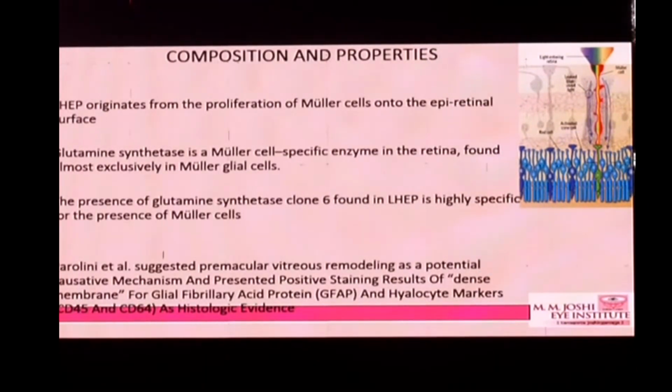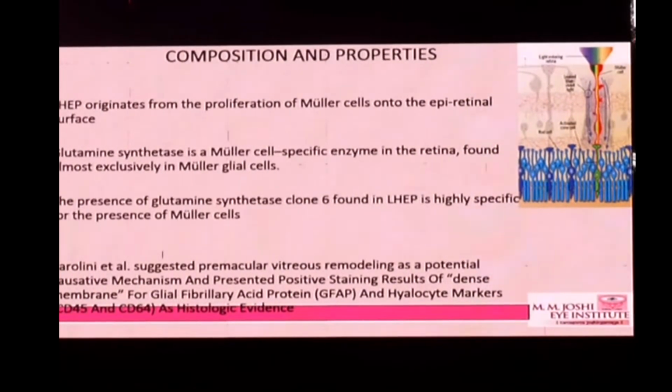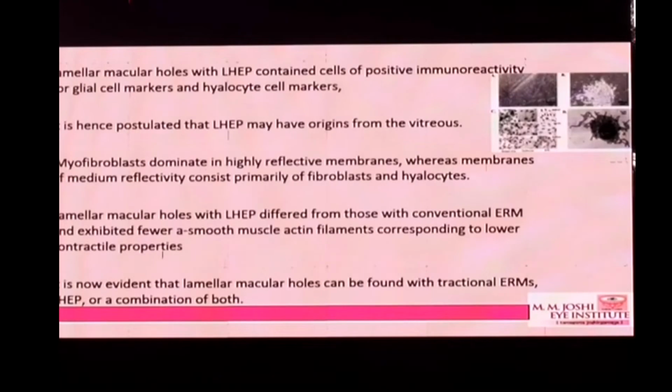Some thought that it is due to Muller cells that go onto the epiretinal membrane, and they tried to look into glutamine synthetase as a Muller cell specific enzyme. The presence of glutamine synthetase clone 6 found in LHEP is highly specific for Muller cells. Parolini et al. suggested that premacular vitreous remodeling is a potential causative mechanism. Lamellar macular holes with LHEP contain cells of positive immunoreactivity. It is postulated that LHEP may have origins from the vitreous.